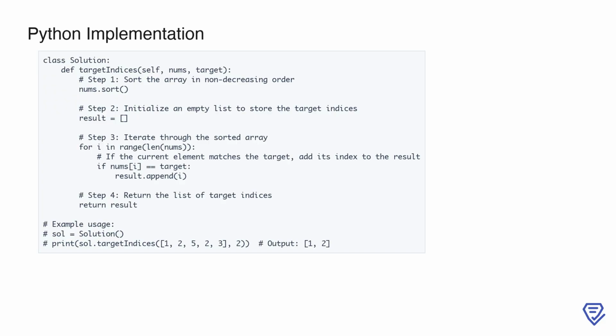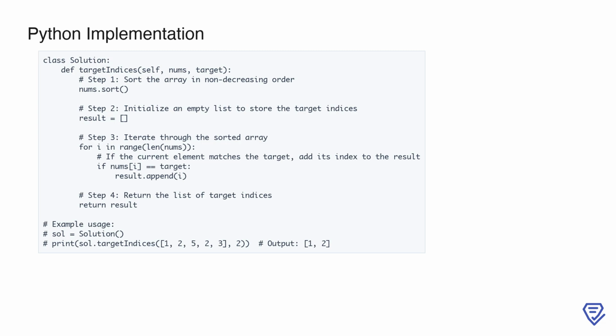2. Initializing an empty result list. We create an empty list called result to store the indices of all occurrences of the target value. Python: result equals empty list. 3. Iterating over the sorted array.